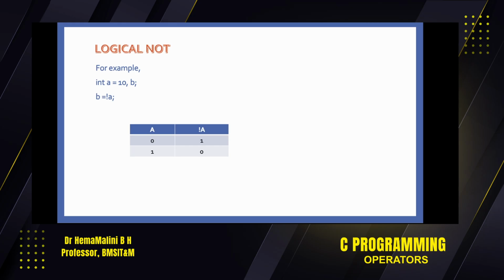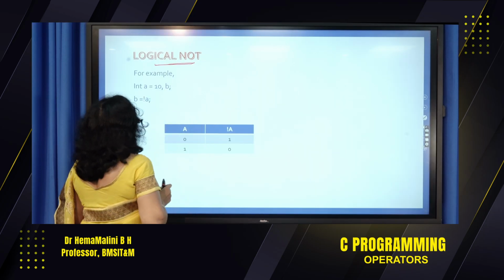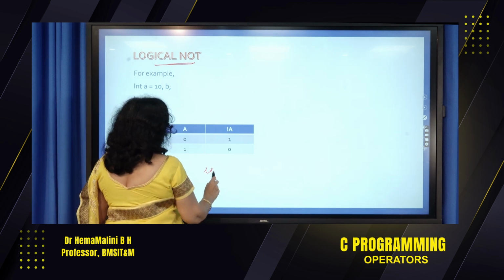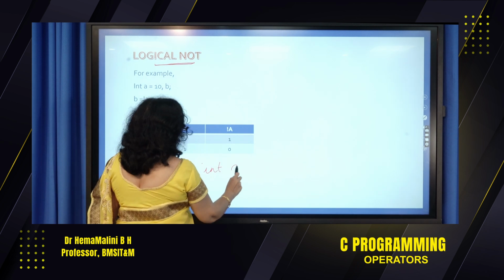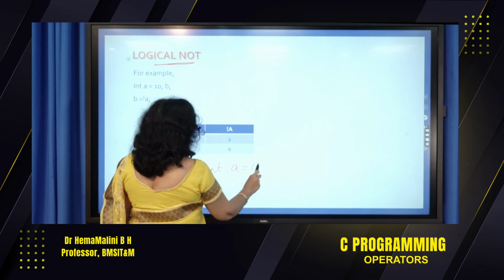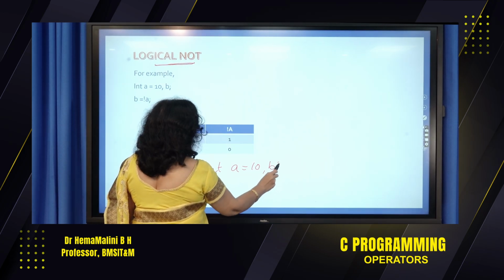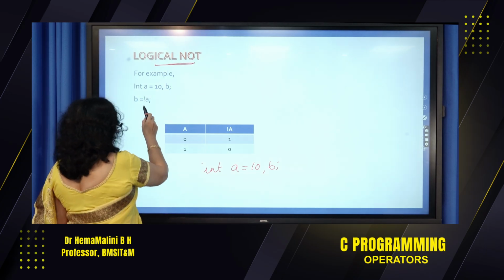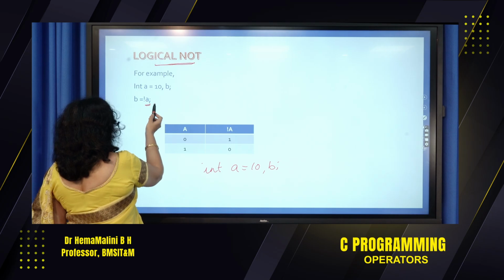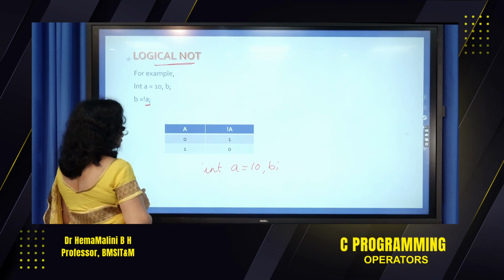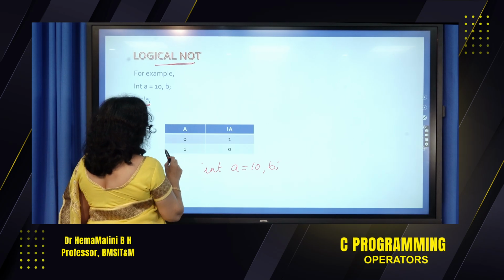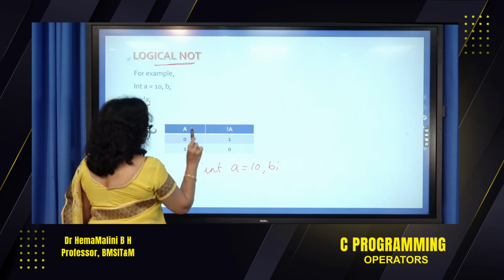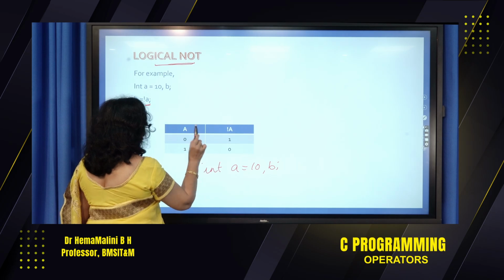Now, let us see the logical NOT operation. So, we have integer A which is equal to some 10, we have B. So, B is not of A. We are going to negate this A, then the result is assigned to B. In this case, the truth table would be like this. If the input is 0, output is 1, input is 1, output is 0.